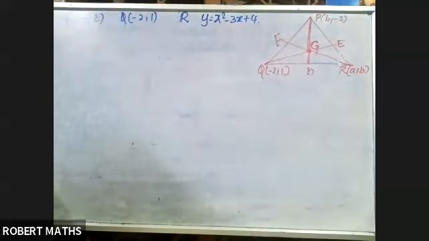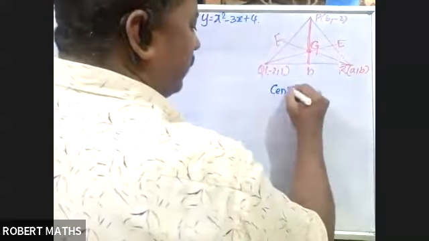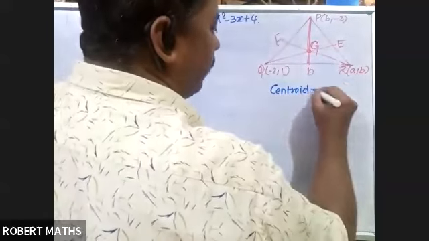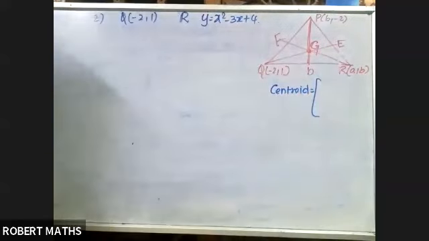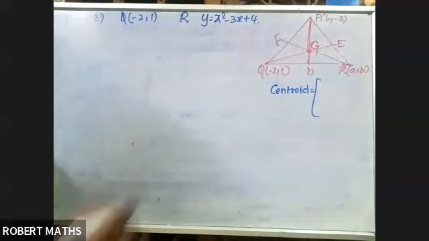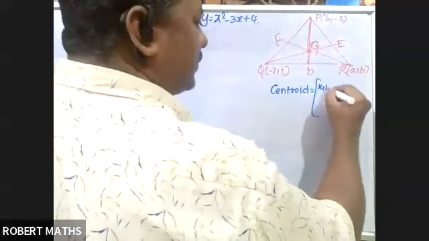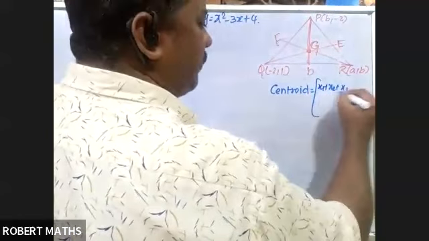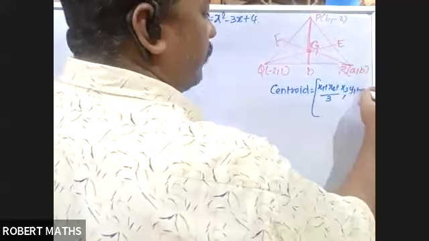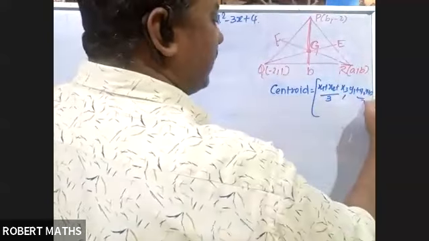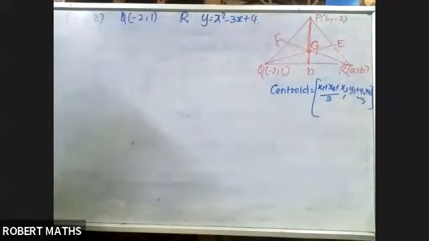இப்ப மூணு வெர்டிசஸ் கொடுத்திருக்காங்க, x1, y1, x2, y2 and x3, y3. What is the centroid formula? Can anyone tell me what is the centroid formula? Quick, 10th ல படிச்சிருப்பீங்க. இல்லனா நான் first class ல உங்களுக்கு சொன்னேன். It is x1 plus x2 plus x3 by 3, y1 plus y2 plus y3 by 3. இதுதான் சென்ட்ராய்டு உடைய ஃபார்முலா.